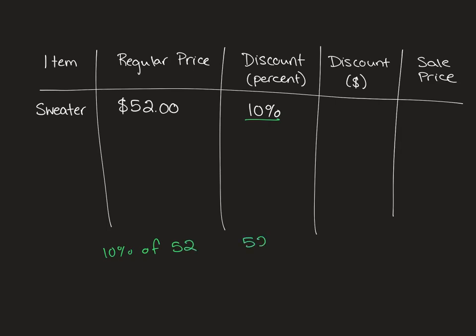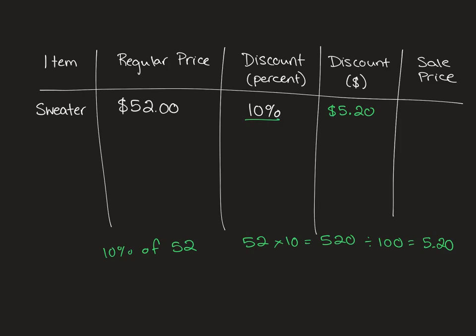and we can remember that the order for that is to go 52 times 100 times 10, which gives us 520, and then we need to divide that by 100. So that's going to give us 5.20. So this will be our discount price. So the money that 10% equals is 5.20.